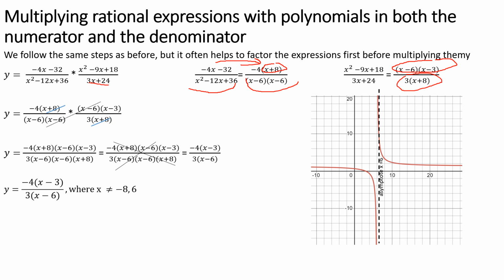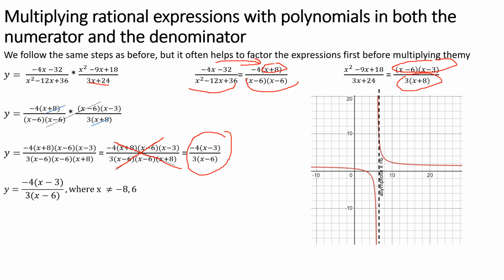I'm going to put it all together here. Before I even start multiplying things out, I can cancel out x plus 8 in the numerator and x plus 8 in the denominator. There's x minus 6 in the numerator and denominator. I'm left with negative 4 over x minus 3, over 3 times x minus 6. And there's nothing I can really do here.